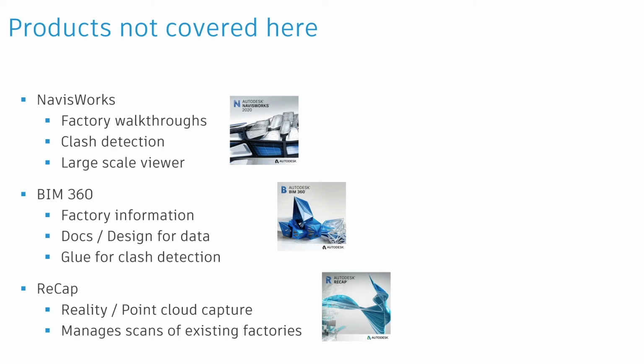On the BIM 360 side of things, there is the factory information that is around the files and models that you generate from the factory design process. It also allows you to store data within the Docs or Design applications. And finally, for BIM 360, there is Glue that provides some clash detection, similar to Navisworks. And the last application that we will not be touching upon is Recap. Recap provides reality and point cloud capture, and it also allows you to manage scans of your existing factories.